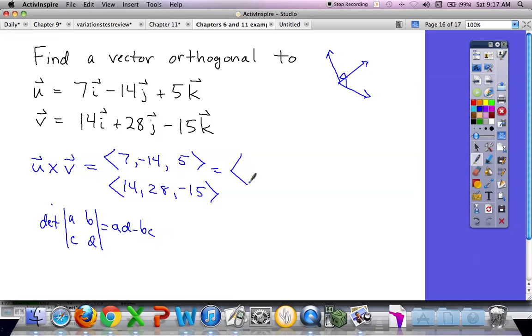right? The first component, I will cover up the first component of both vectors. And this 2 by 2 matrix, which is left right here, I do this determinant operation. -14 times -15 minus 5 times 28. Right? This times this minus this times this. So these numbers are fairly big, so I'm going to do this all on my calculator. -14 times -15 minus 28 times 5. And I got 70.